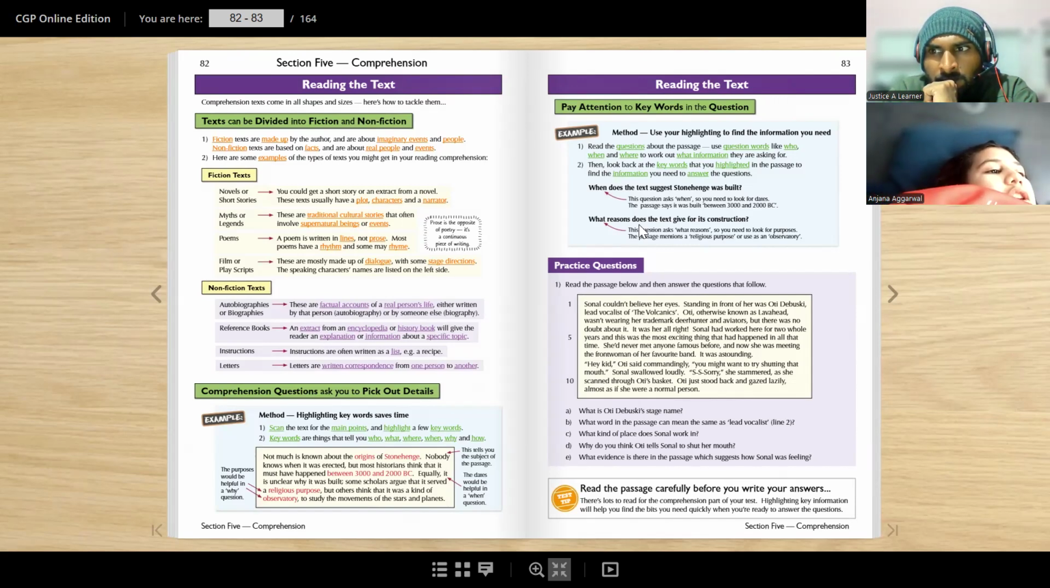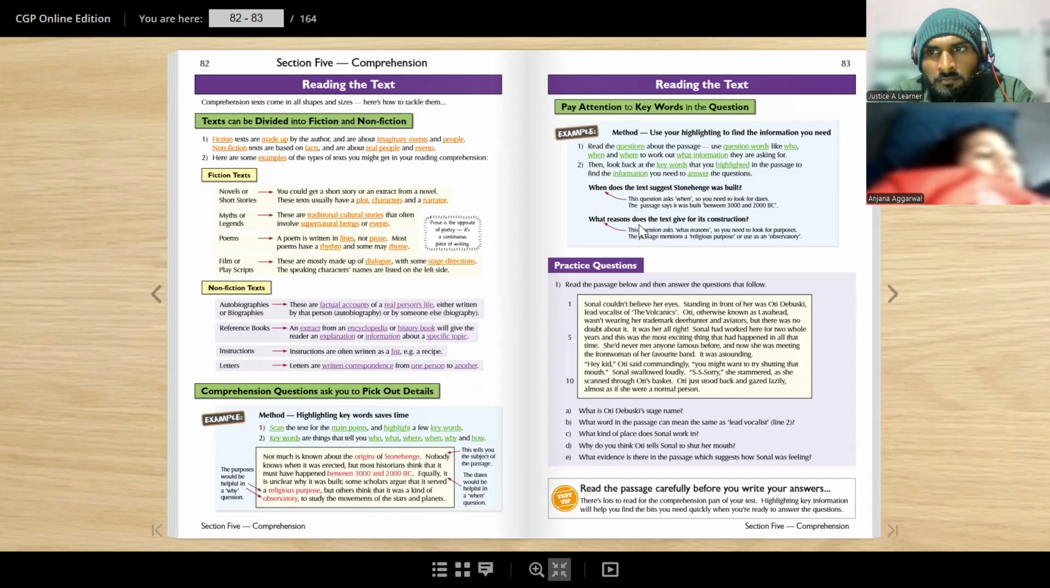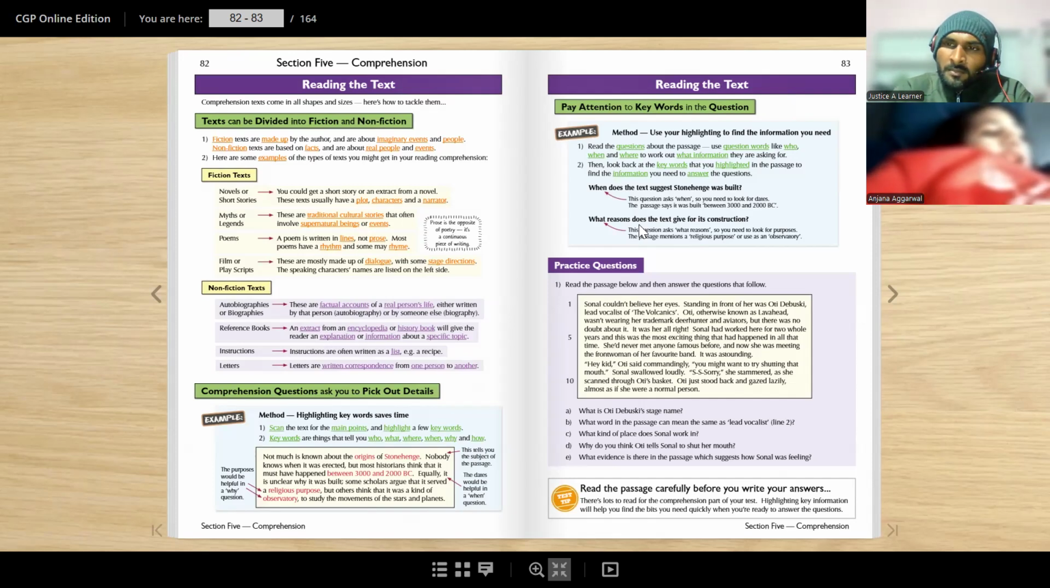Fiction texts: novels or short stories. You could get a short story or an extract from a novel. These texts usually have a plot, characters, and a narrator. Myths or legends. These are traditional cultural stories that often involve supernatural beings or events. Poem. A poem is written in lines, not prose.